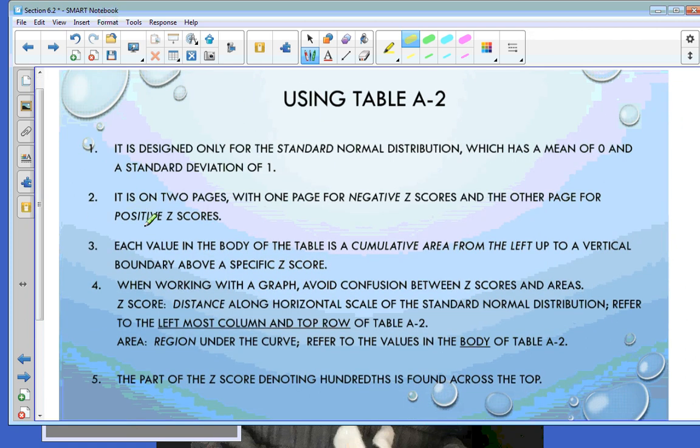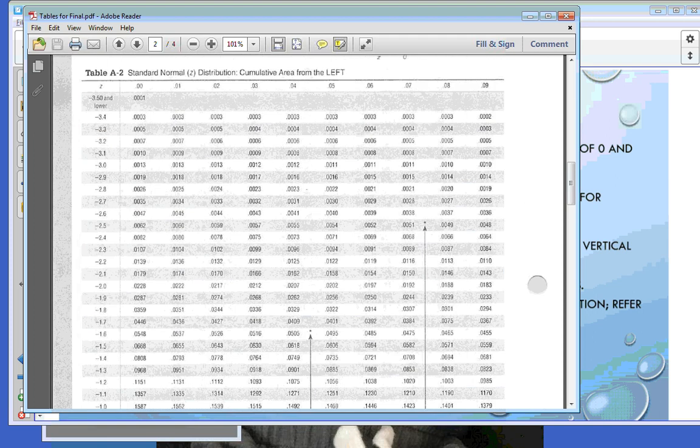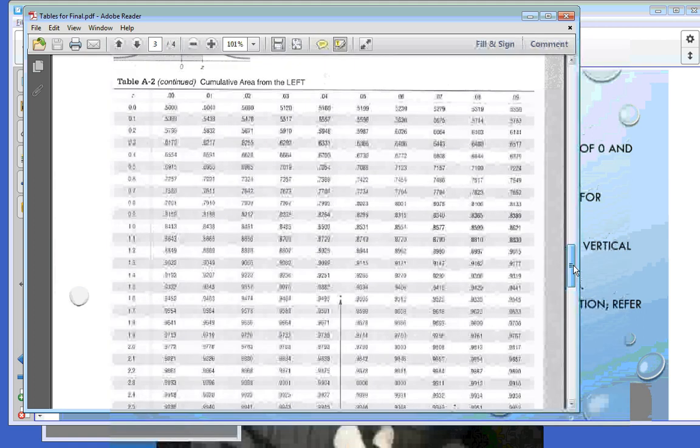So we talked about using that table already. We just want to make sure that you understand that there is one page for negative z-scores and there's another page for positive z-scores. So I can bring that table up again. So there's my negative z-scores, and notice that it shows me that they're coming from the very end to z. On the next page are the positive.